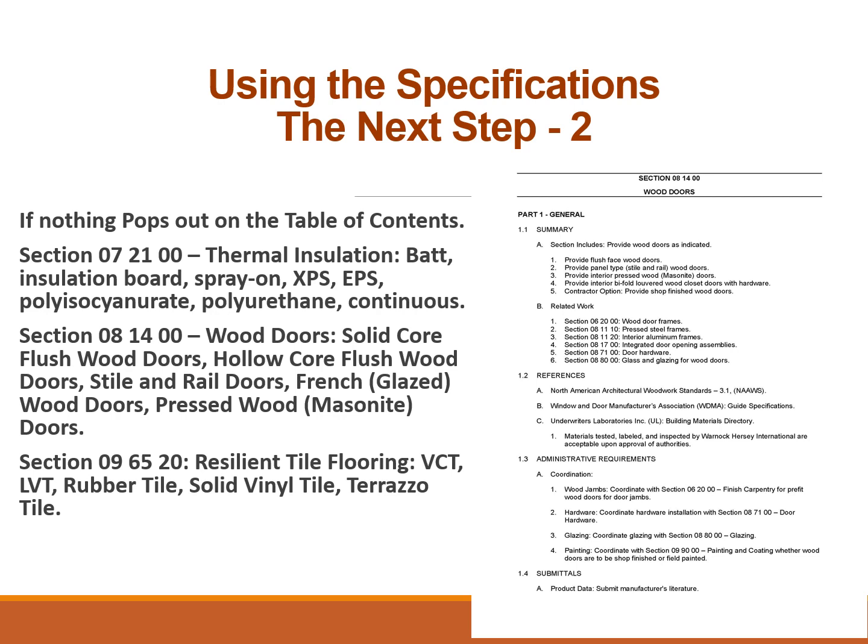You'll notice for the other two items on the left of the table, it's got 072100 thermal insulation, and that's got batt insulation, insulation board, spray-on, XPS and EPS, that's extruded polystyrene and expanded polystyrene insulations, polyisocyanurates, polyurethanes, and continuous insulations, which are of various types, could be batt or polystyrene or polyisocyanurate.